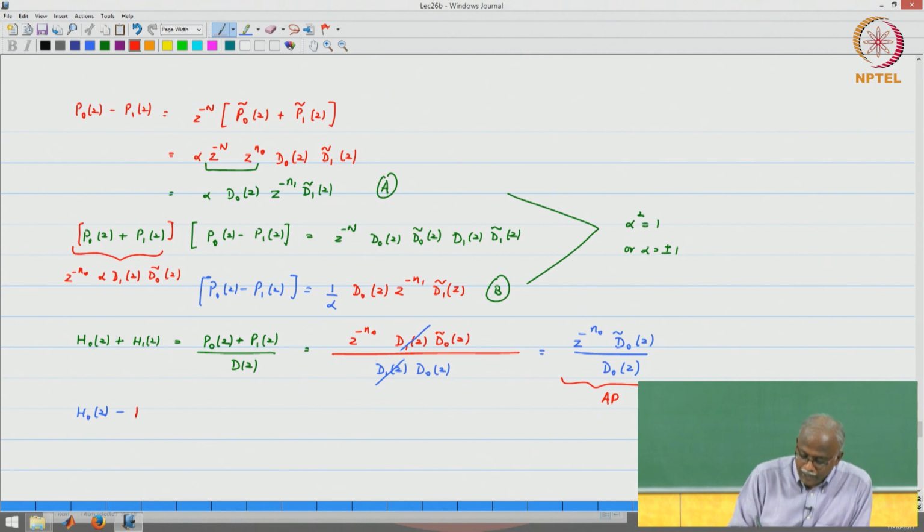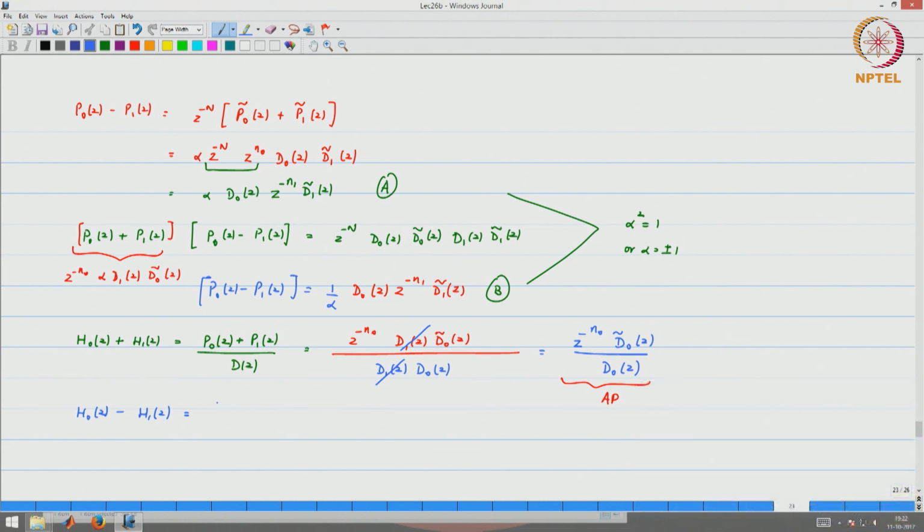h naught of z minus h1 of z can also be verified, and you can show that this is equal to z power minus n1, d1 tilde of z by d1 of z, which is also an all pass function.